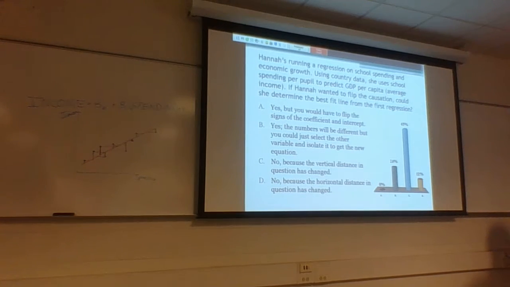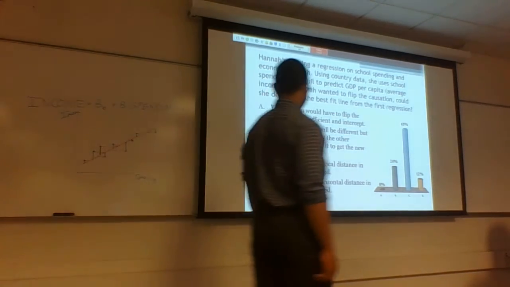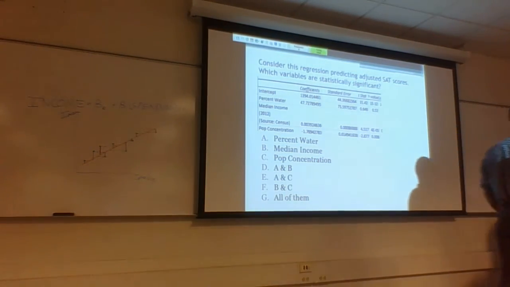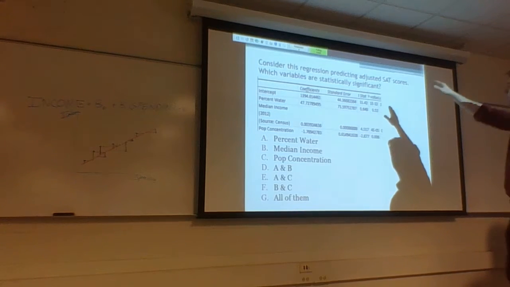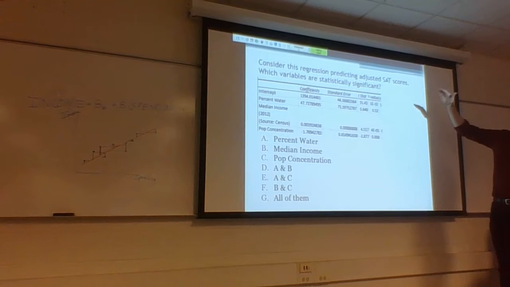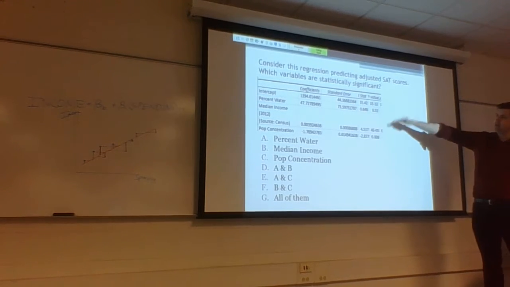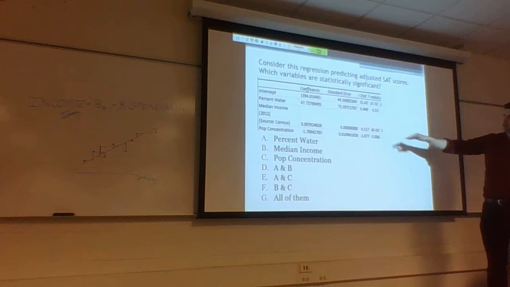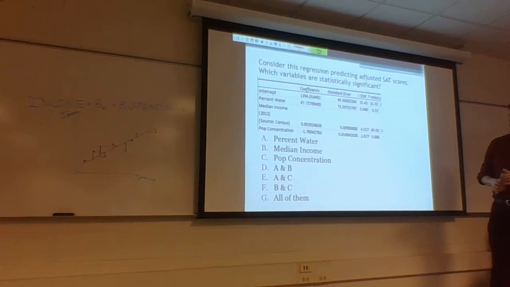All right, let's start with something else. Some people have trouble with number one. Consider this regression predicting adjusted SAT scores. Which variables are statistically significant? We have percent water, median income, and population concentration. Admittedly, I'm not sure what that is. I think it might have been my population density measure. Let's ignore that. We'll just interpret the regression.